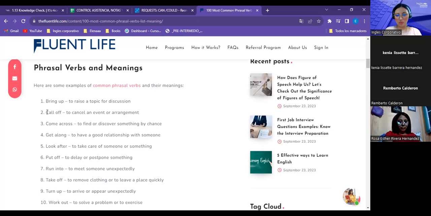Miren acá, call, el verbo call. Llamar, ¿verdad? Pero si ya decimos call off, ¿en qué se convierte? To cancel an event or an arrangement. Cancelar un evento o un arrangement, lo que hemos estado viendo, ¿sí? Algo previamente planificado. Así que be careful cuando vean phrasal verbs, significan juntos algo totalmente diferente. Call, llamar. Call off, to cancel an event. Se cancela el evento de mañana. I'm going to call off the event for tomorrow.